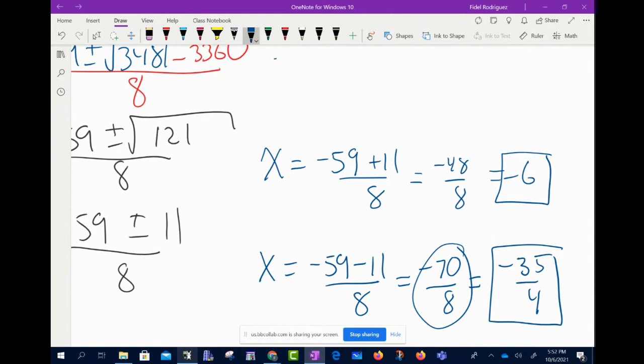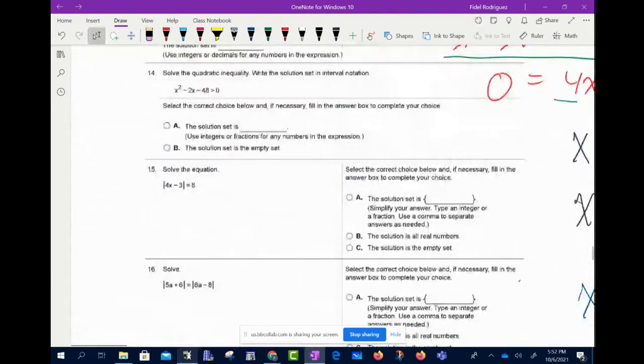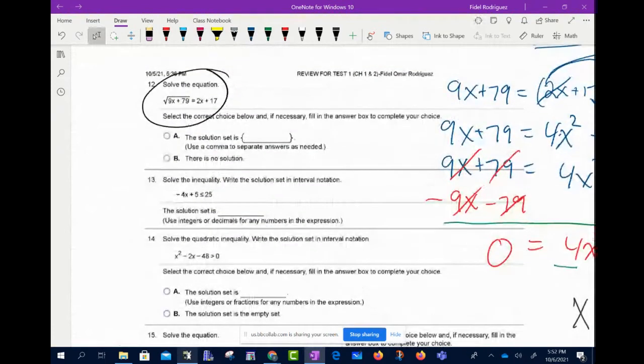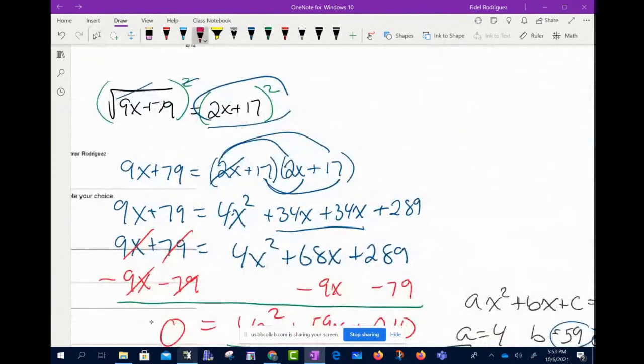Now that I've got my two answers, let me scroll all the way back up to the original problem. We have to check our answers, guys. I know it doesn't say anything about checking my answer, but anytime I have a problem that has a square root, I always have to check my answer. The original problem was the square root of 9x plus 79 equals 2x plus 17. One of the answers that we came up with was negative 6. So again, what does that mean?